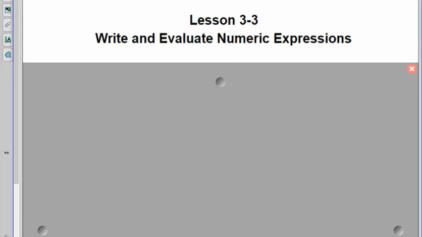Welcome to Lesson 3-3. Today we're going to be writing and evaluating numerical expressions. Expressions are just things like 3 plus 4, 2 times 3, n minus 6. Numeric means they're just numbers, no variables. And evaluate, well, that just means get the answer.